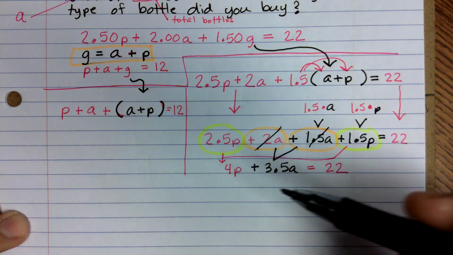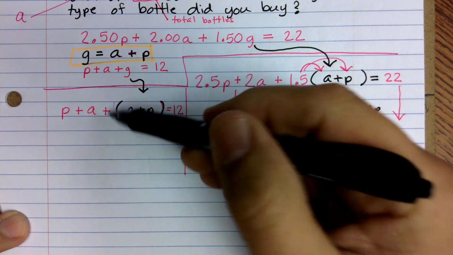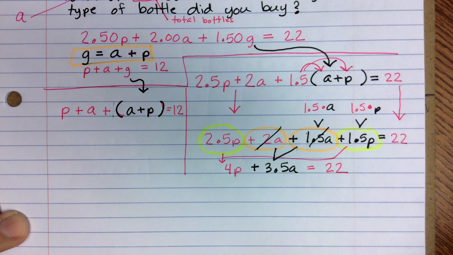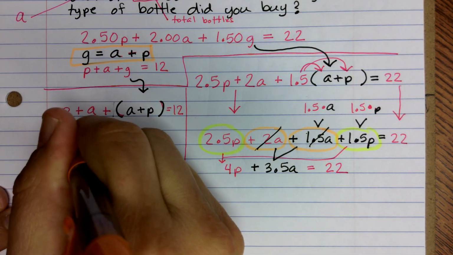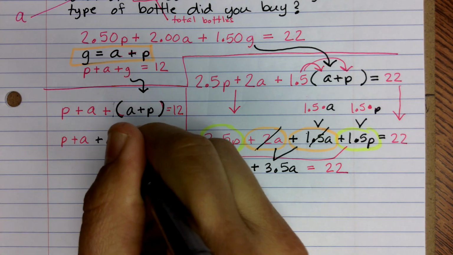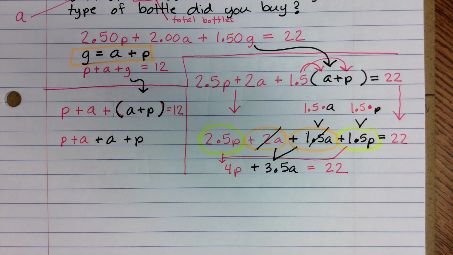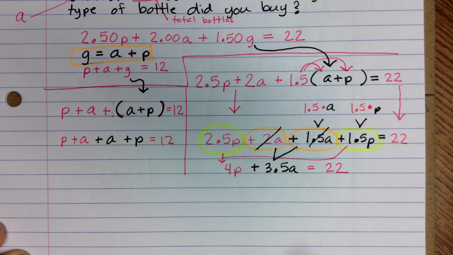Now we can drop the parenthesis because notice there is an invisible 1 in front of this parenthesis, right? But if I distribute a positive 1 to those, it doesn't change anything. But what we can do at this point is we can combine the like terms. So in other words, let me just rewrite this. This is really just going to be P plus A plus A plus P equals 12.